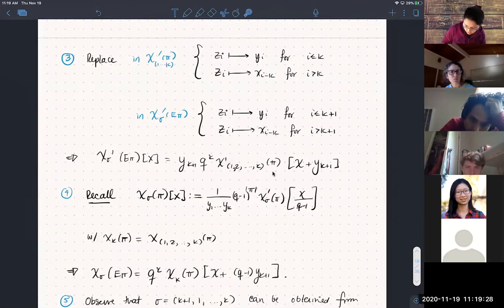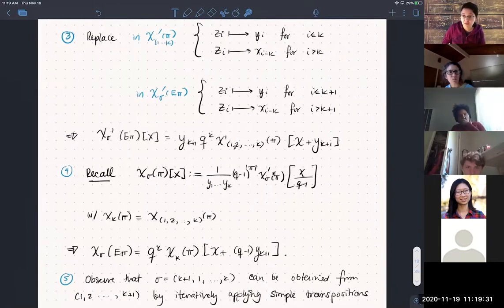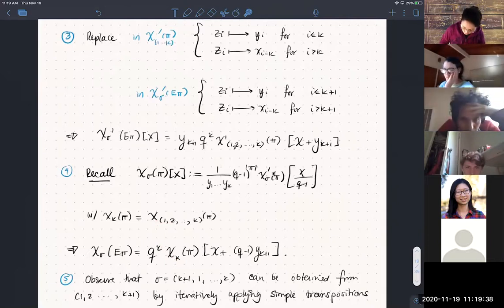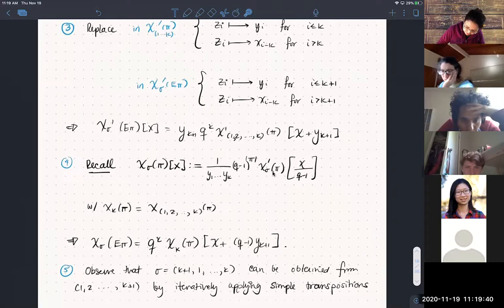But why is that cool? Because it gives us exactly what we were after. It gives us a way to relate this chi sigma in terms of this chi where you're just working by the identity. Okay, now one more step.